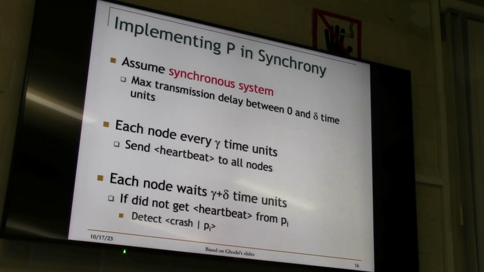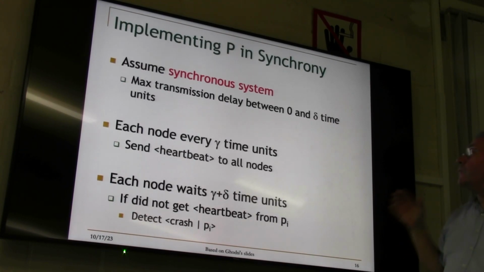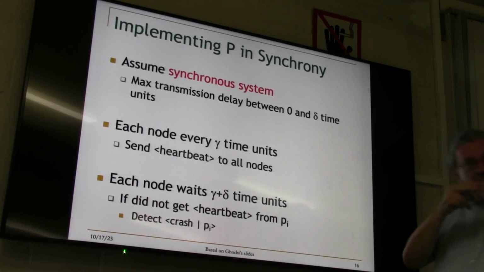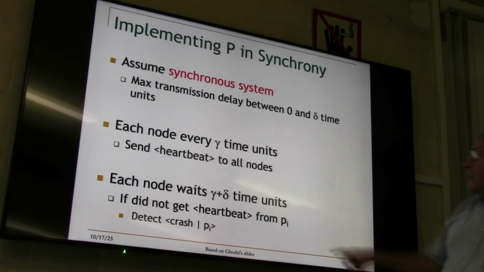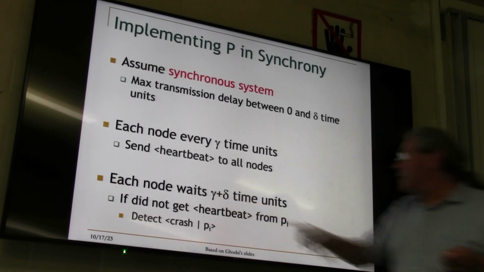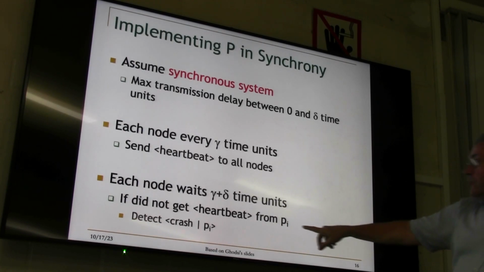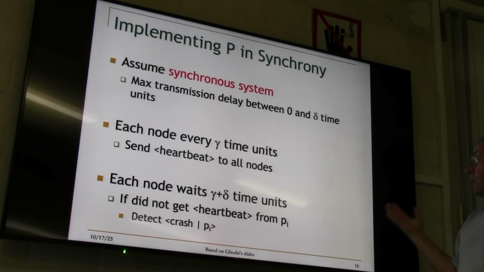Very simple. So I'm assuming now the system is synchronous, and I want to implement P. And the synchronous system has a transmission time between 0 and delta seconds. Okay? And every gamma seconds, the node sends a heartbeat message to all other nodes. And every node waits gamma plus delta time units. And if it did not get the heartbeat, then it knows that the node has crashed.